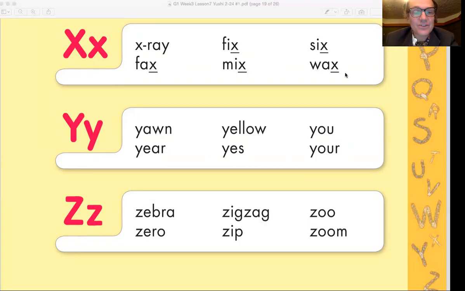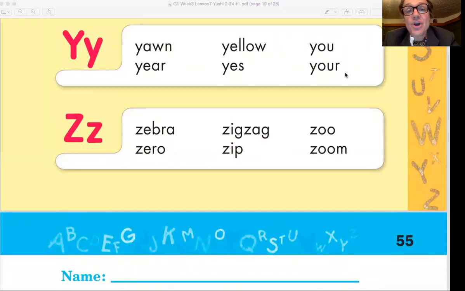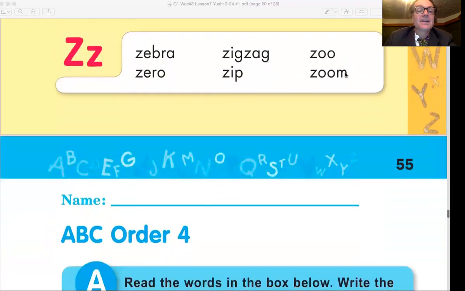Oh, that was kind of fun to say those words. Y: yawn, year, yellow, yes, you, your. And finally, here are the Z's. I like Z's. Zebra, zero, zigzag, zip, zoo, and zoom. In Chinese, do you have the sound z, z? It's kind of fun. It sounds like there's a bee, a bee that's stuck in your teeth. Can you say it? It happens right inside there. I love that sound.